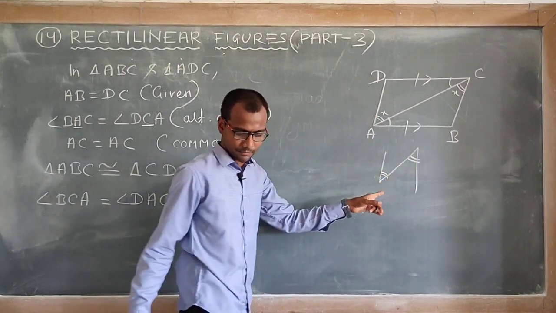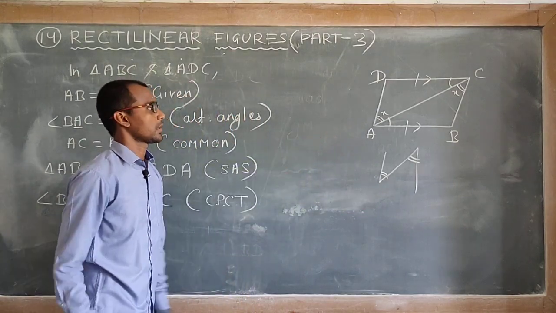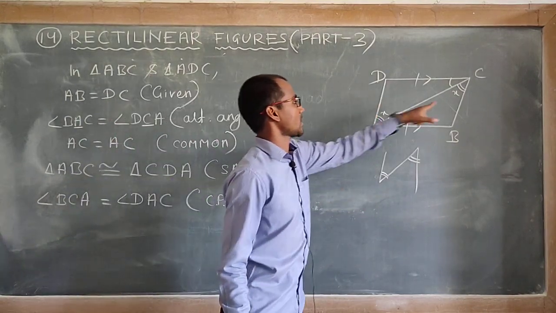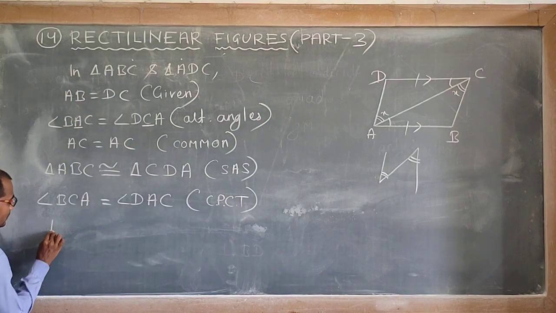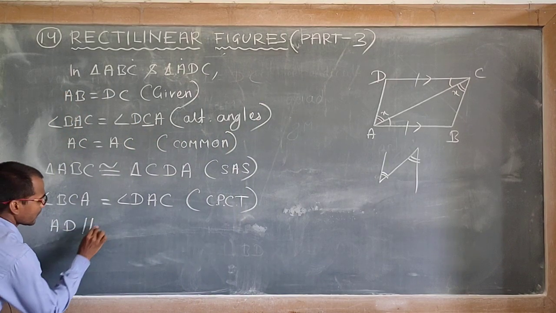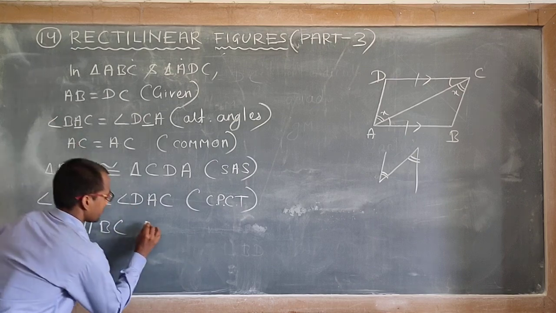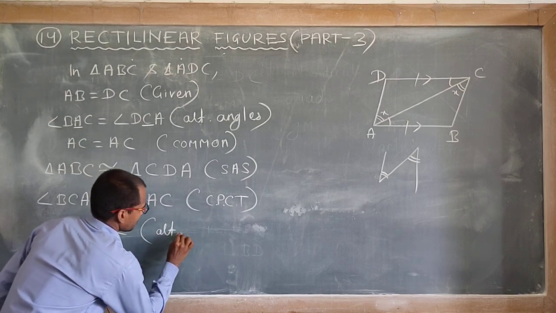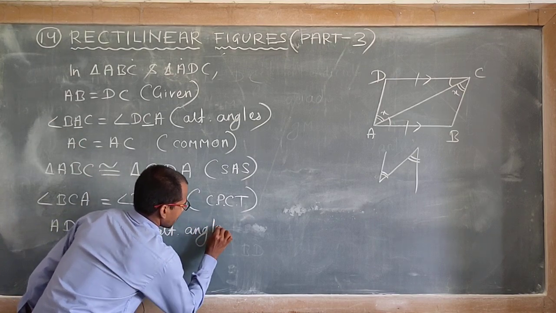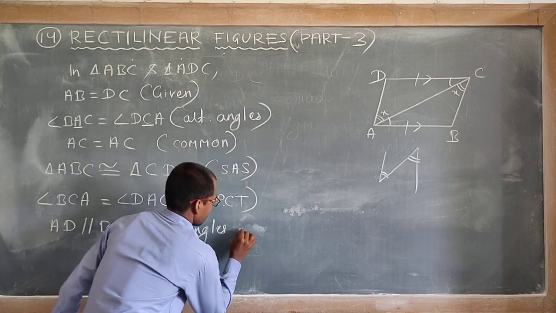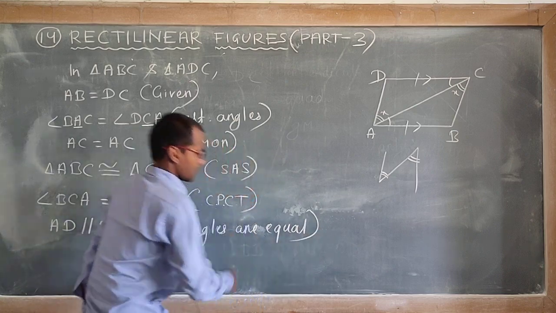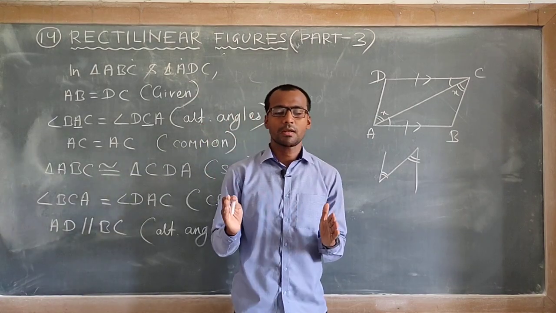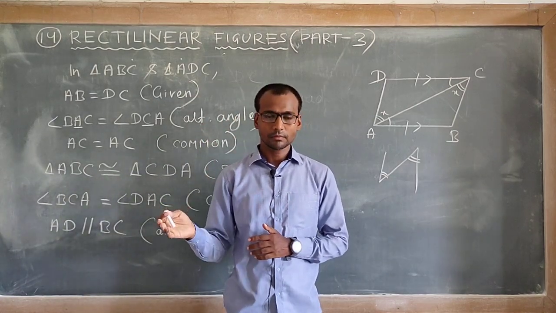Okay, they are forming a Z shape, but they are alternate angles. That means AD must be parallel to BC. So you can write AD parallel to BC. Why? Because alternate angles are equal. When lines are parallel, alternate angles are equal.